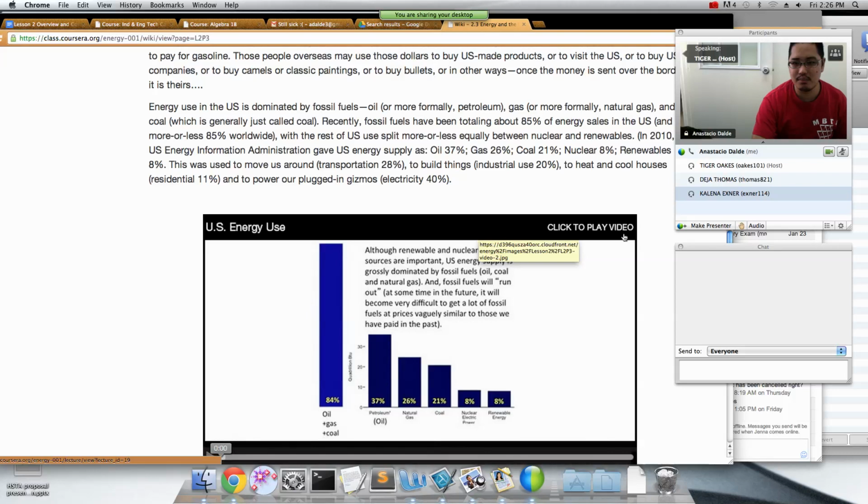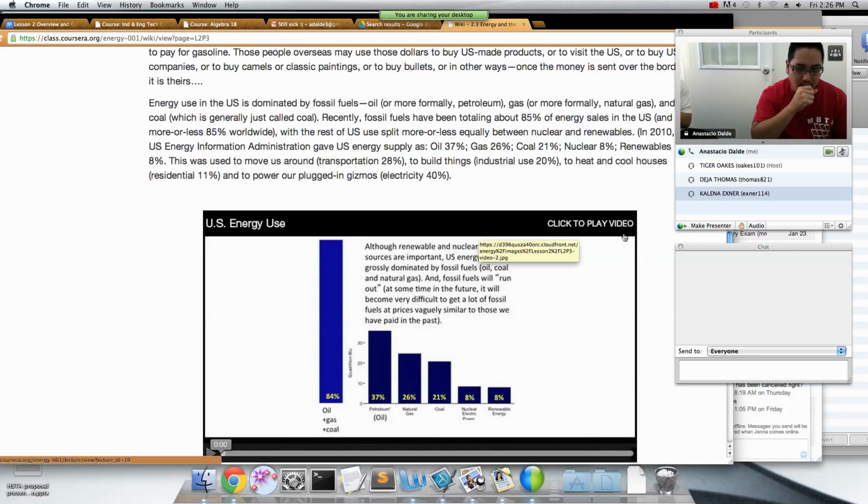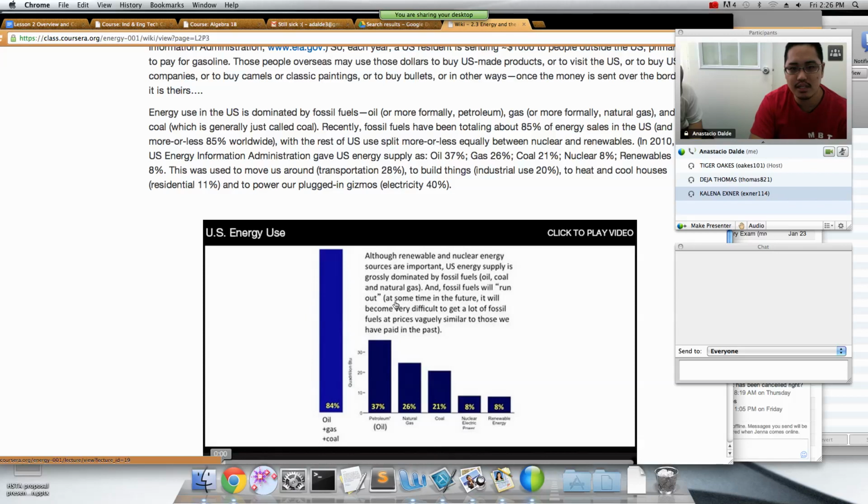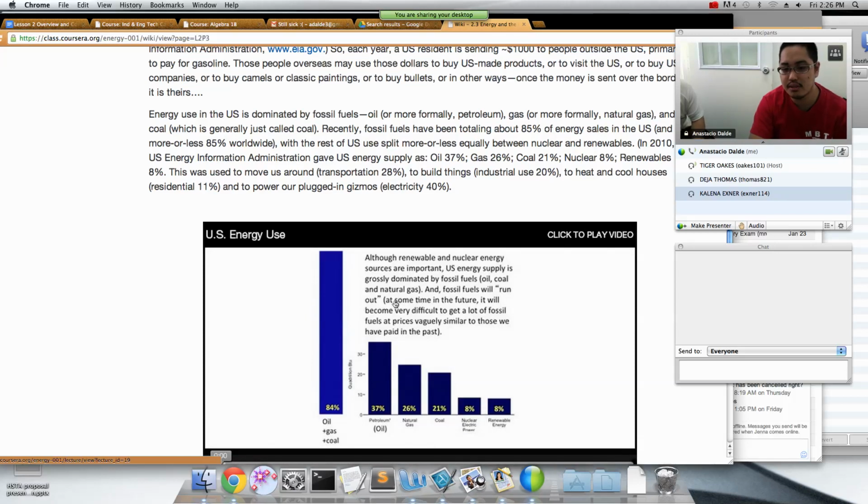All right, let's look at some of the percentages. So here's the breakdown. How much energy are we using, and how much of it? Let's calculate out the percentages.